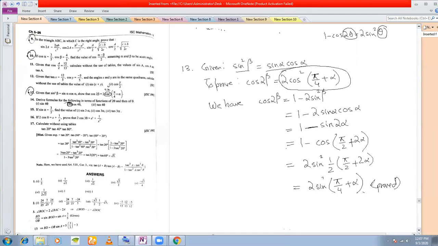Okay, is it clear or not? The only problem in this problem is that this should not be a cos square, this should be a sine square. There is no doubt about it. Okay, sir.